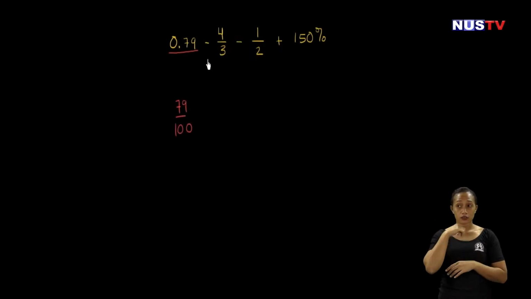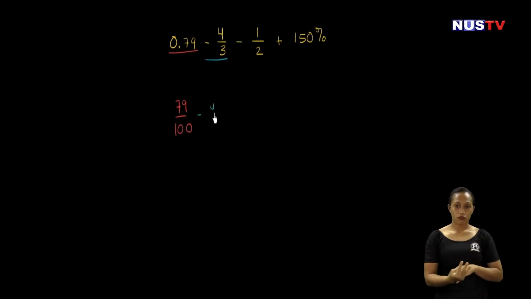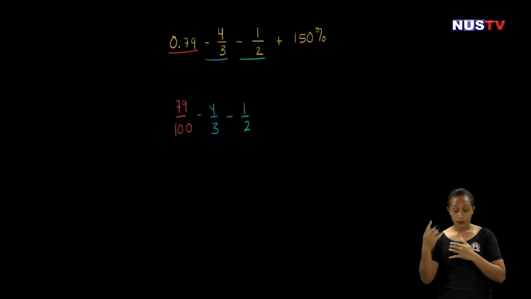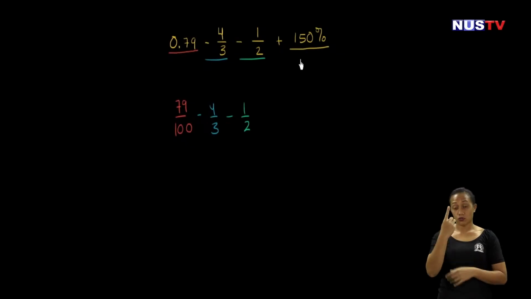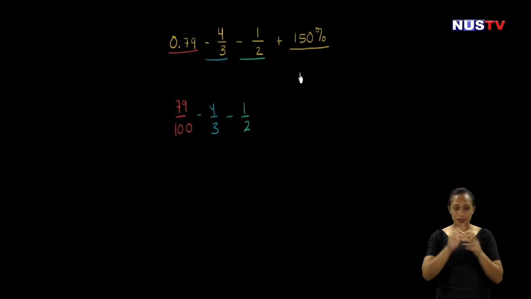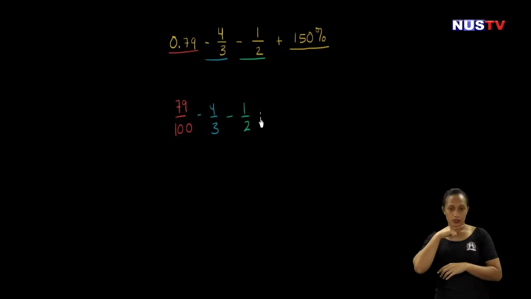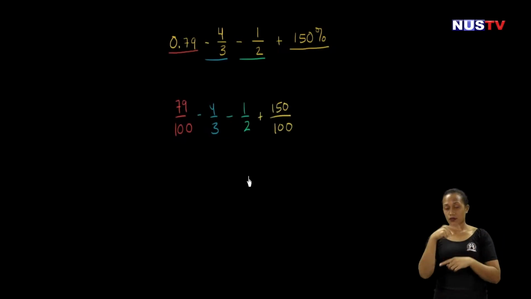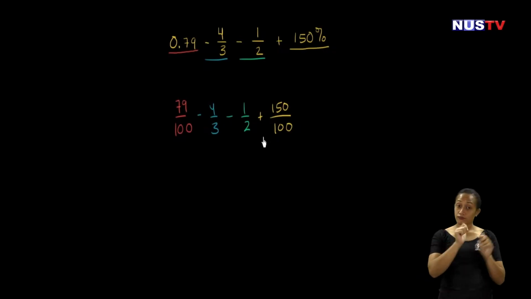Then of course we have minus 4/3, then we have minus 1/2. And then finally, we have 150%. Well, percent literally means per 100. So this is plus 150 per 100. So now we've written them all as fractions.